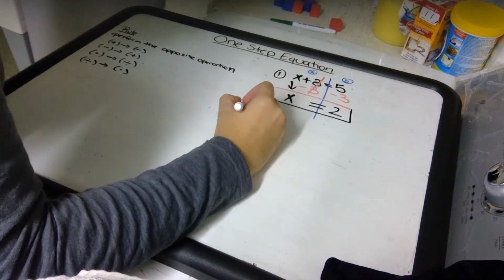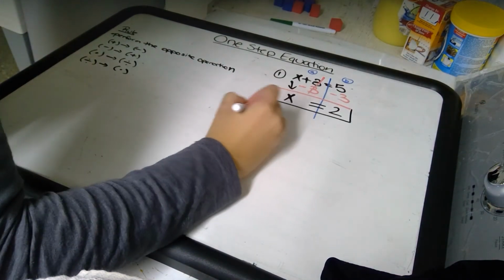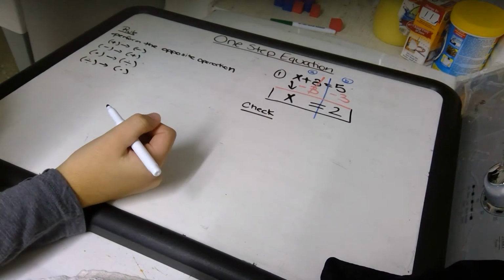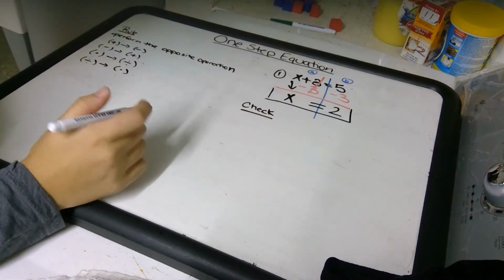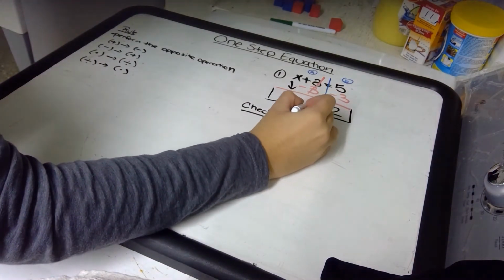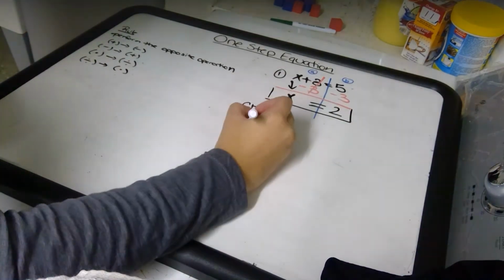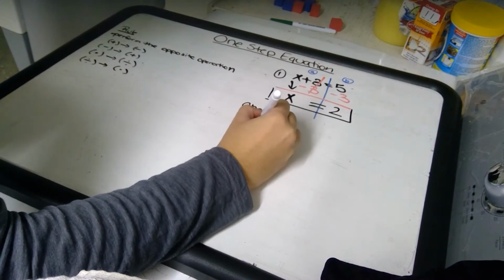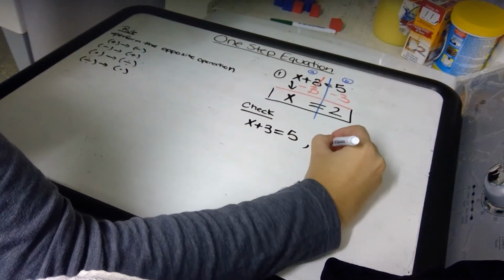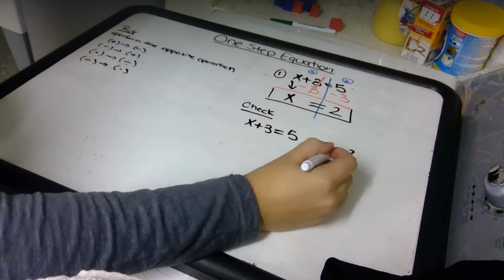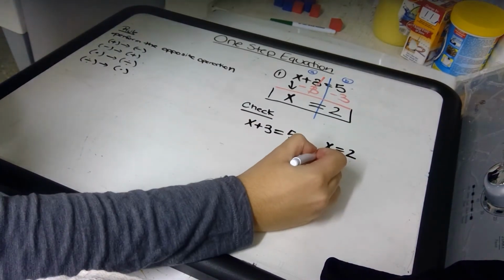Now we have to check if our answer is correct. How do we know if our answer is correct? It's by checking. So it's very important to check your answer. So in this case, we found that X equals 2. We're going to use that to our advantage. Let me rewrite the equation. So we got X plus 3 equals 5. Now we solved that X equals 2. So here, to check, we're going to replace X by 2.